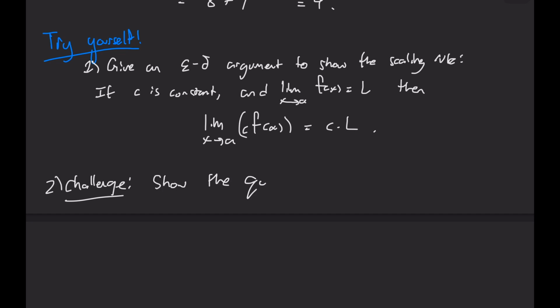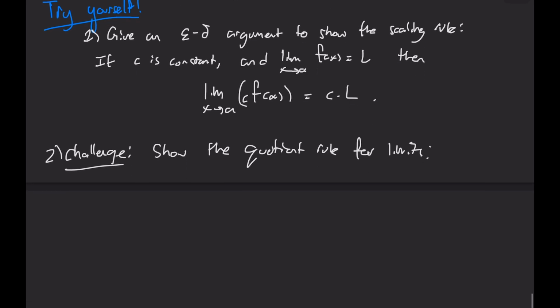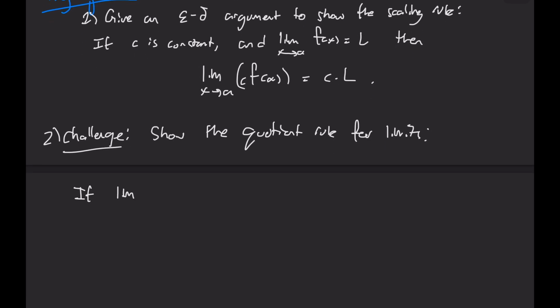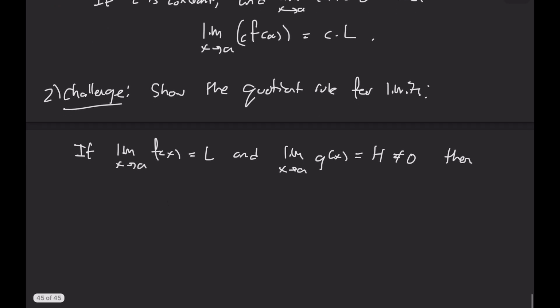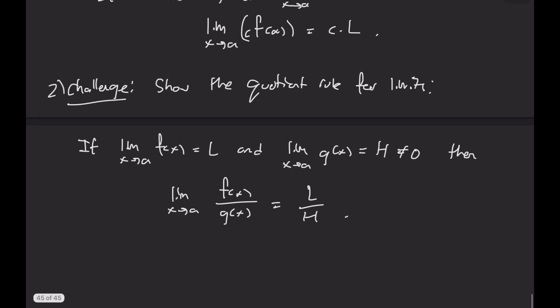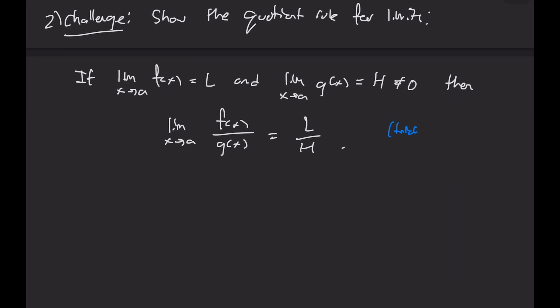And as a challenge, you can show that the quotient rule for limits is also true. So what do I mean by that? If the limit as x goes to a of f of x equals L, and the limit as x goes to a of g of x equals M, and it's non-zero, then the limit of their quotients is the quotient of their limits. So note that this is going to be quite a tricky argument and quite involved like our product rule.